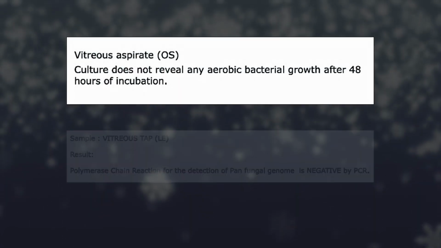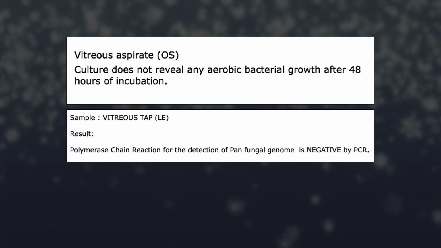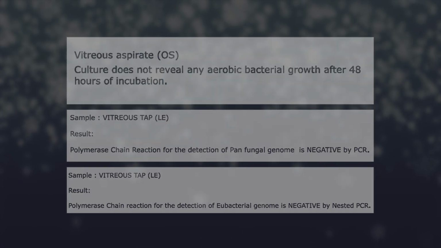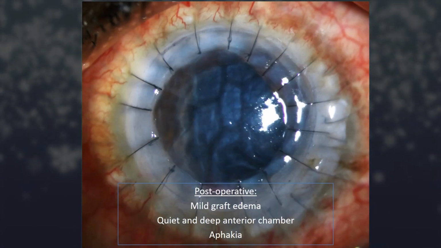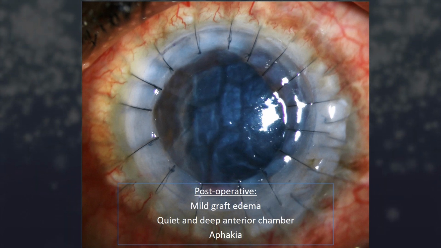Microbiology of the vitreous aspirate revealed no aerobic bacterial growth and was negative for a panfungal genome and eubacterial genome. Hence, post-operatively, the patient was started on topical steroids and systemic steroids.